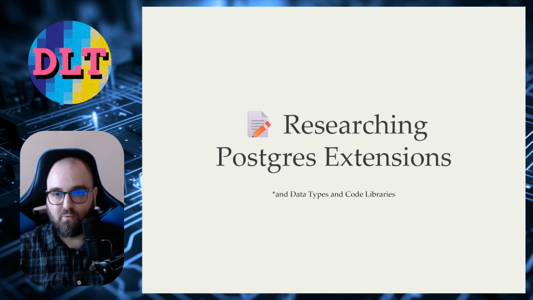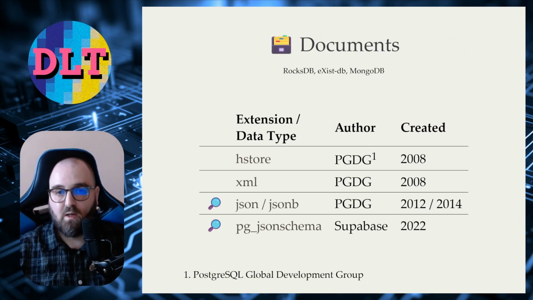So let's jump into our researched Postgres extensions, starting with documents. Just for reference, we have 3 examples of non-Postgres document databases. We've got RocksDB, which is a key value store, ExistDB, which is an XML store, and MongoDB, which is well known for being a JSON store.